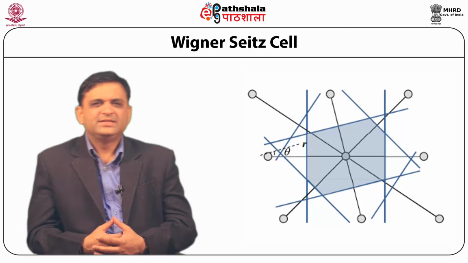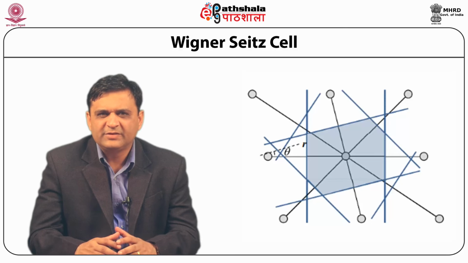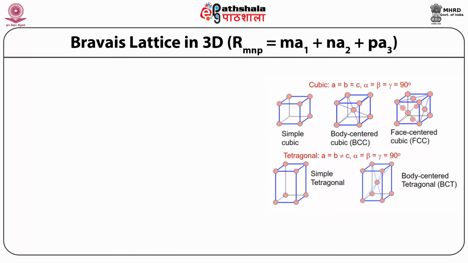So the Wigner-Seitz cell is always centered on a lattice point and incorporates the volume of space which is closest to the lattice point rather than to any other point. In this slide, we have illustrated the Bravais lattice in 3 dimensions. In 3 dimensions, there are 14 types of Bravais lattices.